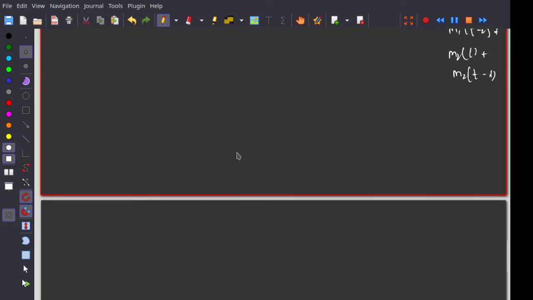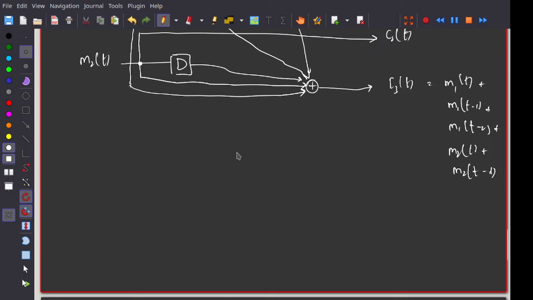How do you do that? So here is one such construction. You take M1, M2 of t.